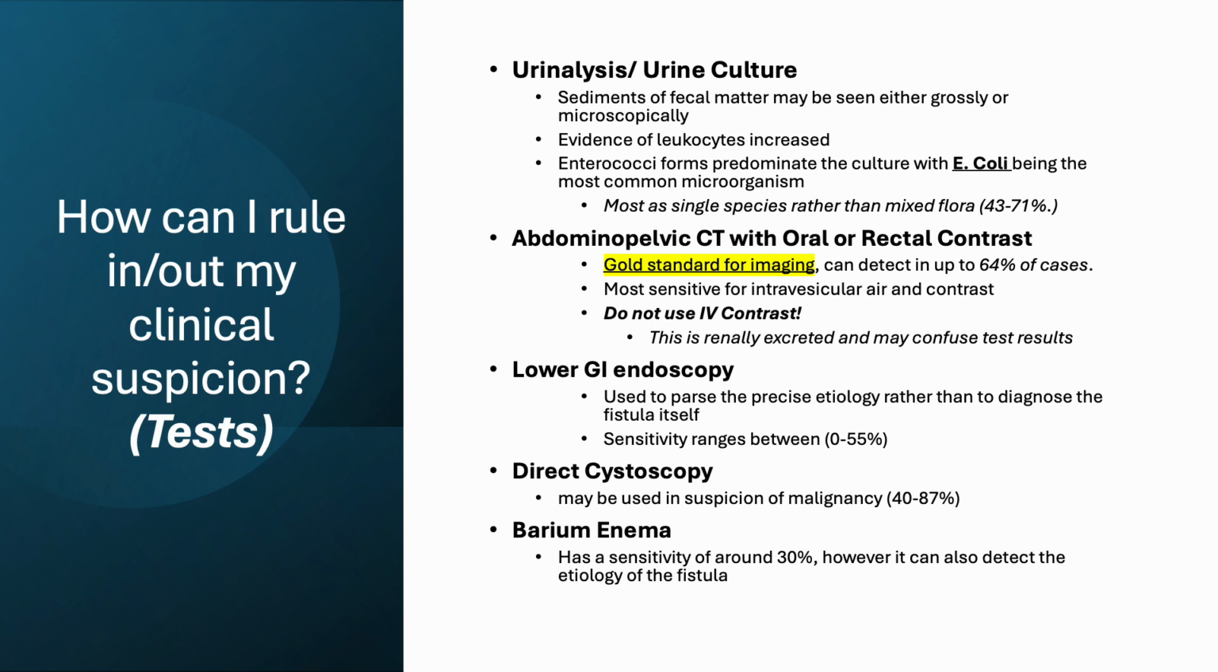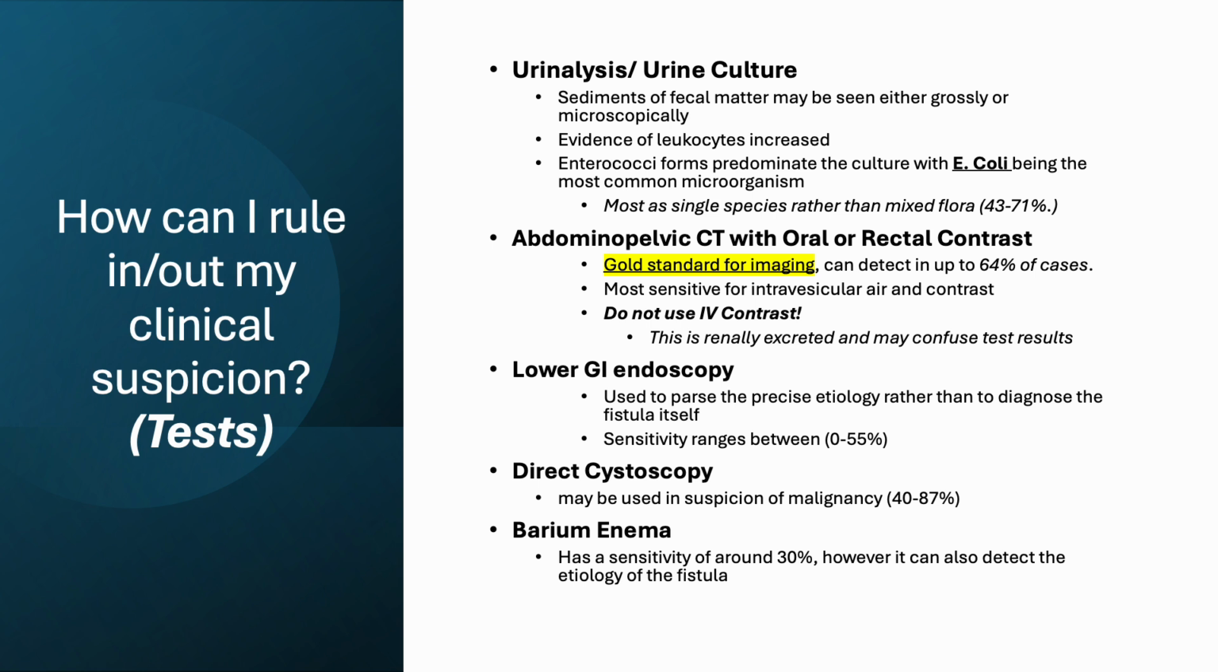And now how are we going to image this? There are essentially 2 ways to look at this. Do you want to see the fistula or do you want to see the underlying etiology? If you want to see the fistula, the gold standard for most of the tests is going to be an abdominal pelvic CT with oral or rectal contrast. And do not use IV contrast.